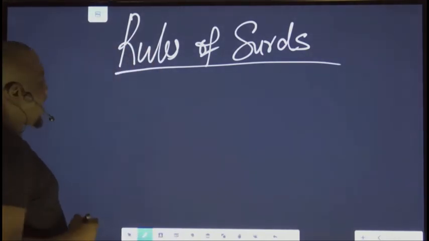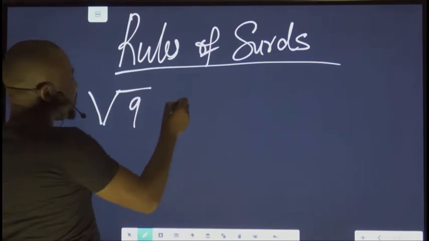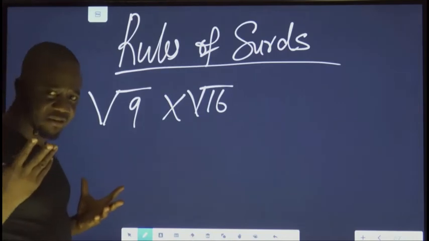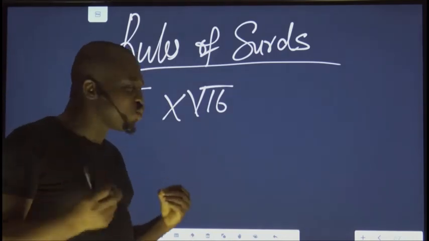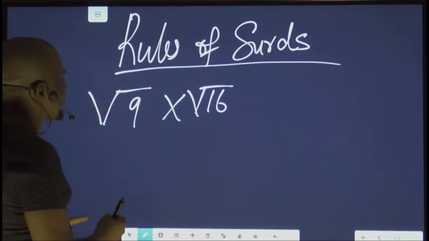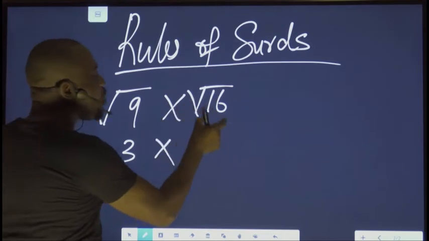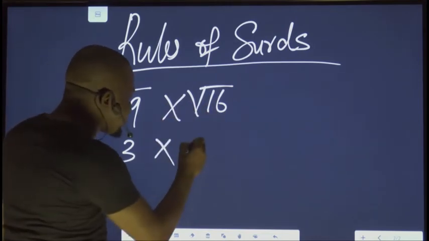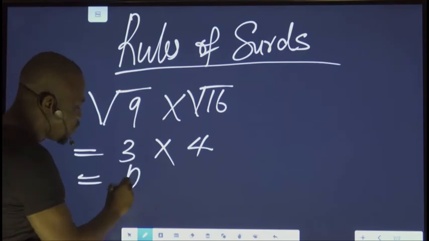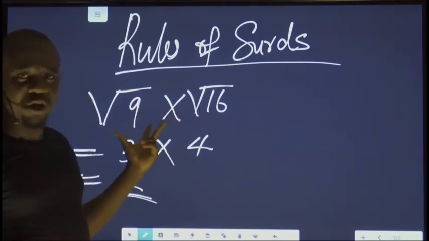You already know that if I say the square root of 9 multiplied by the square root of 16, you can do two things. One of the things you can do is find the value of the square root of 9, which is 3. You also find the value of the square root of 16, which is 4. Then you multiply them together, you agree with me, you're going to have 12. This is one way of solving this type of problem.